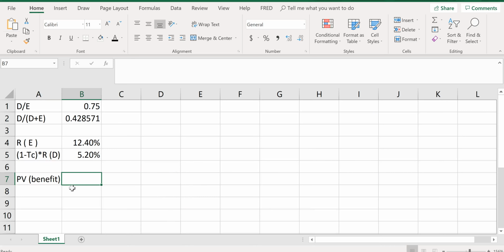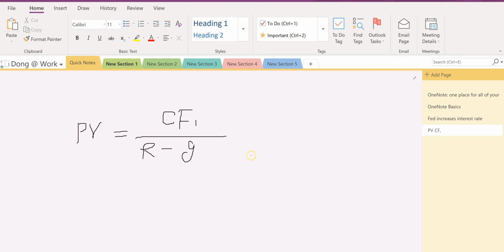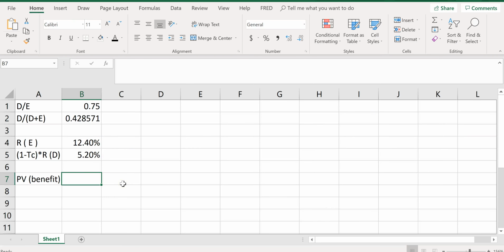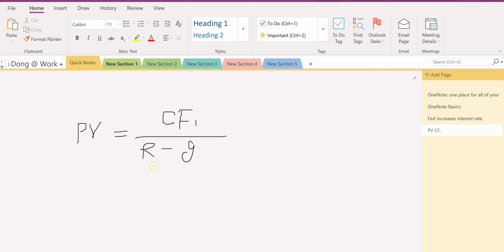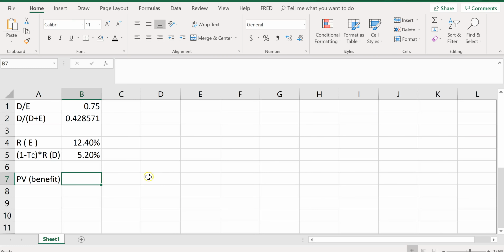Present value of the benefit. That's basically based on this growing perpetuity formula, right? Present value of a growing perpetuity. That's the cash flows for first year divided by the discount rate minus the growth rate. So that's the benefit. And then the maximum cost is this number. So we subtract the cost from the benefit, and that's basically our NPV, right?